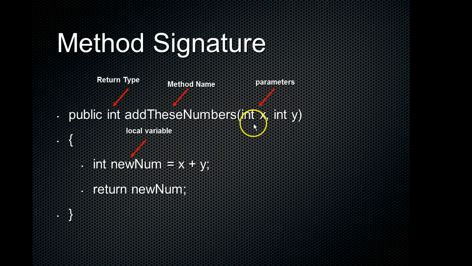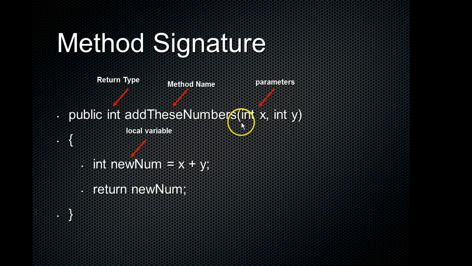Next, we have parameters, and parameters are things that we pass into a method, pieces of information that we pass into a method. In this case, we're passing in a number. Int means a number, an int x and an int y. So we're passing in two numbers to this method, or this verb in other words, and we're getting a number in return. Int is an integer, represents a number. Passing in two numbers to the method.